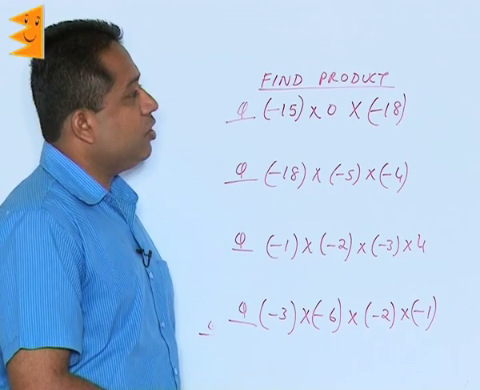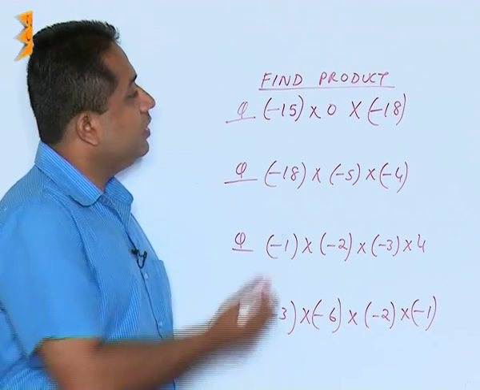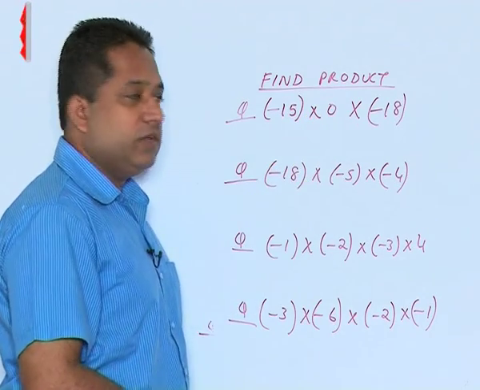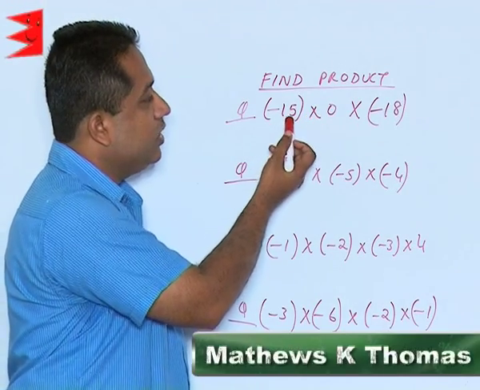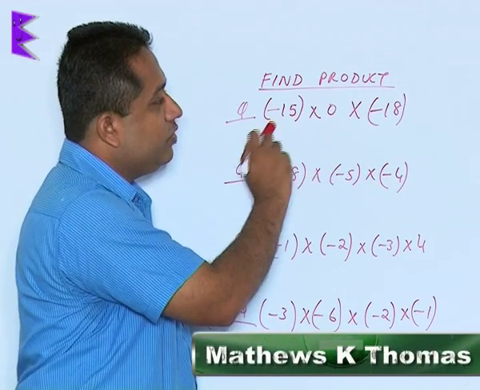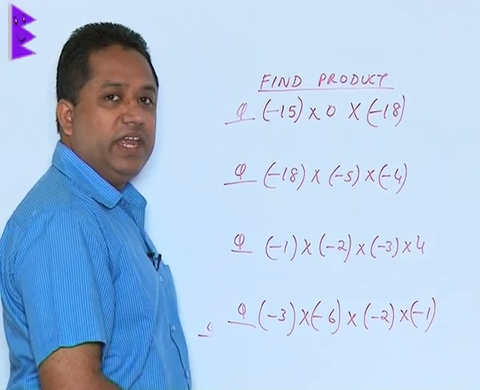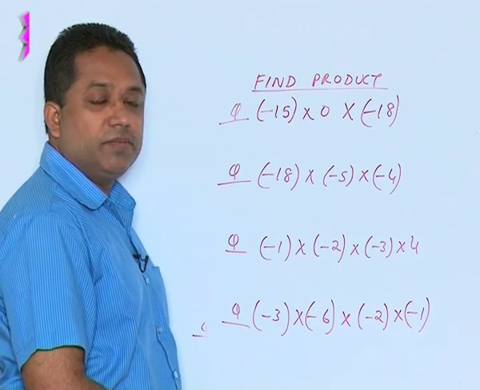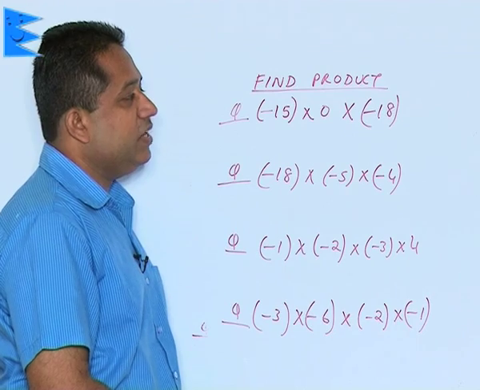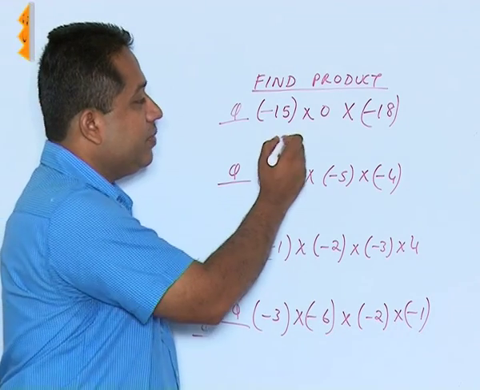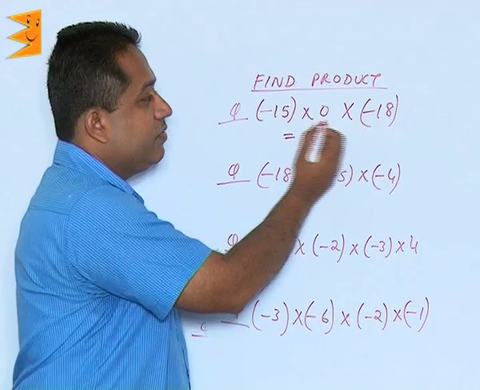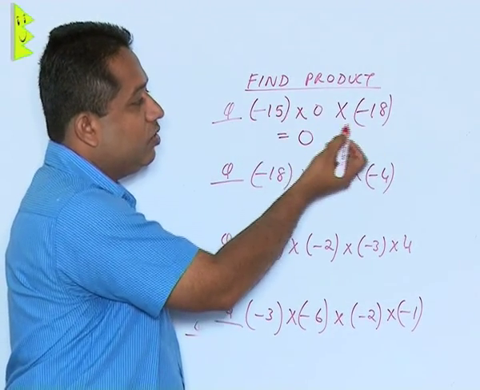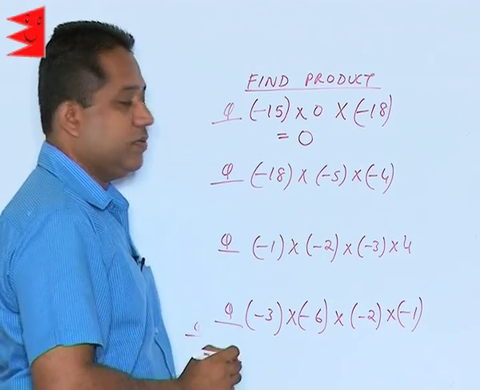Let us find the product of some integers. The first one says minus 15 into 0 into minus 18. Now, this question is very simple, because whenever we find that 0 is one of the terms in finding the product, then 0 multiplied by anything, however large or small the number is, whatever is the nature of the numbers, the answer will always be 0. So, here it is a very simple question, because irrespective of the numbers written along with the 0, we can say that the answer is 0.